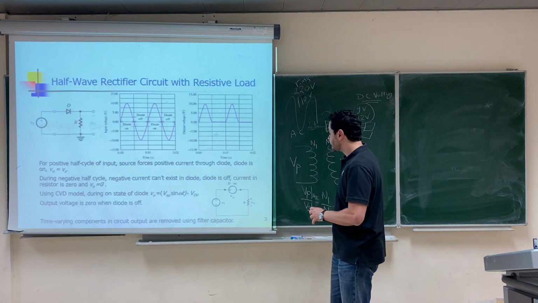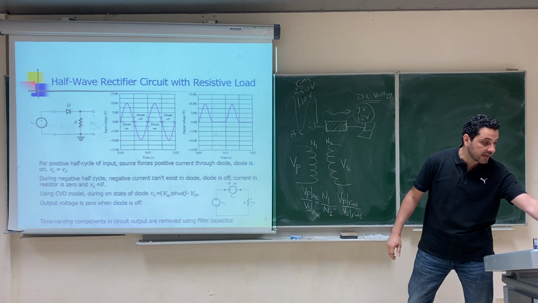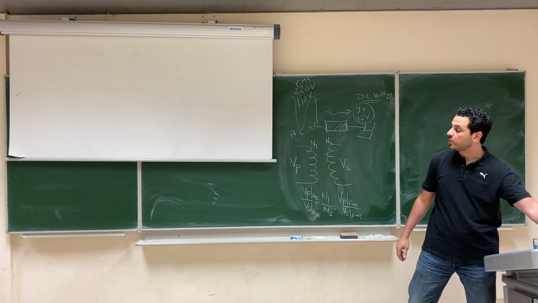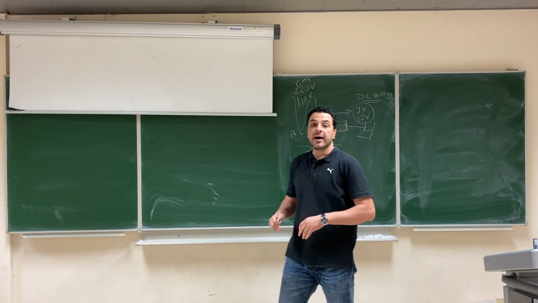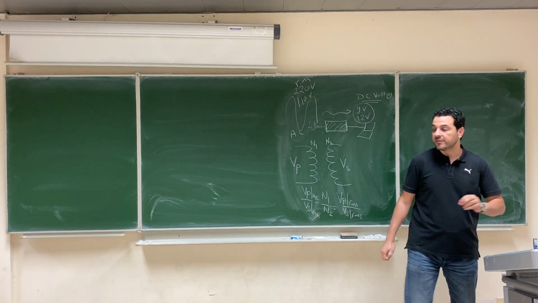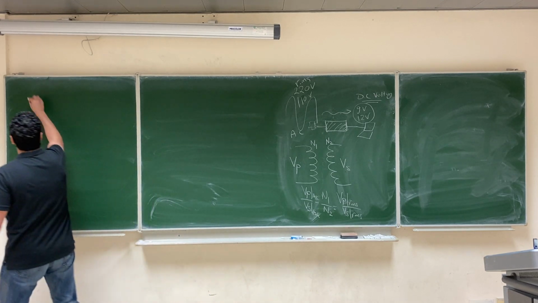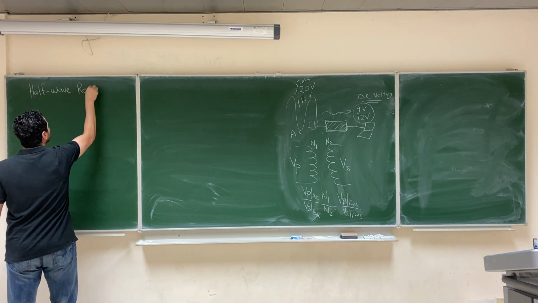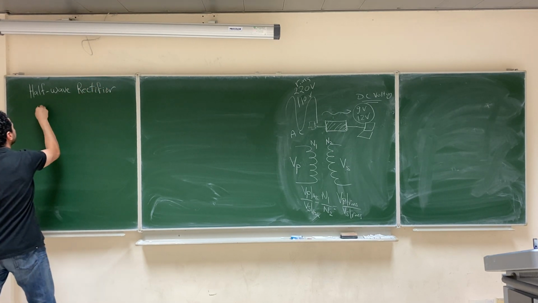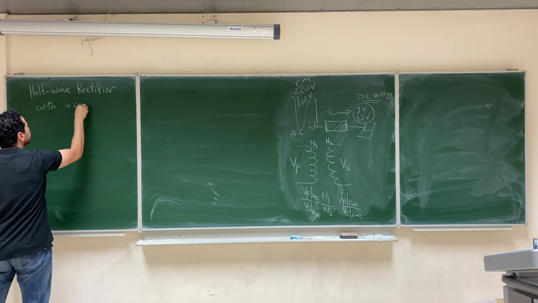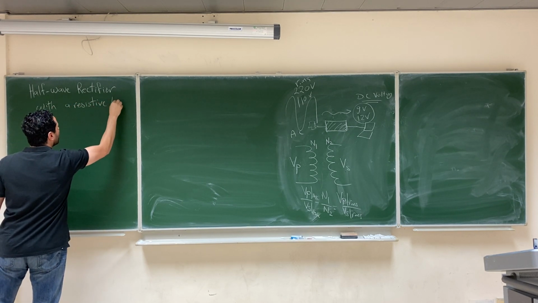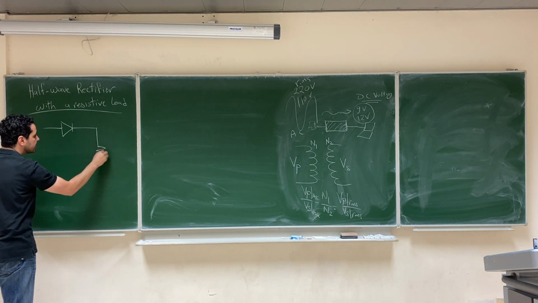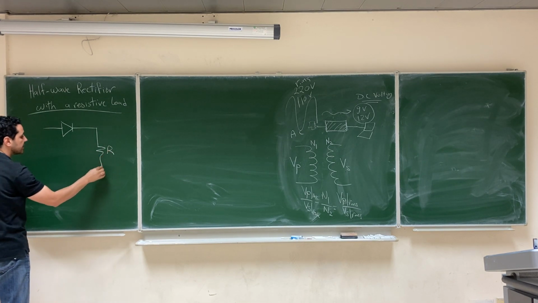In the first circuit, and I prefer here to work on the board directly, so I'm going to just turn off the projector. So the first circuit that we are going to talk about is called the half-wave rectifier with a resistive load. And simply here it looks like this. It's just a diode, and this is your load. This is R, which represents your load.